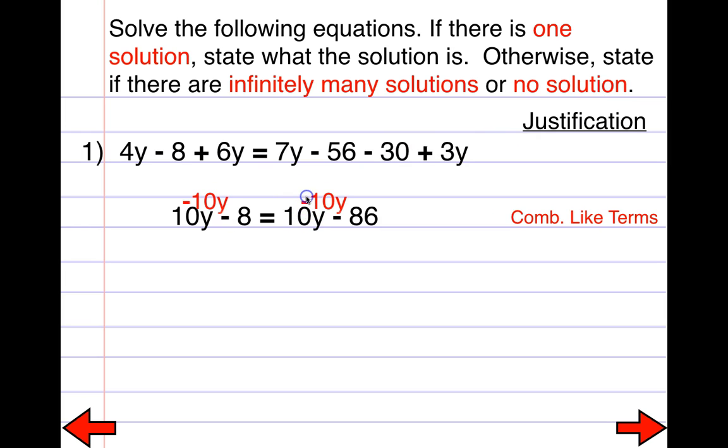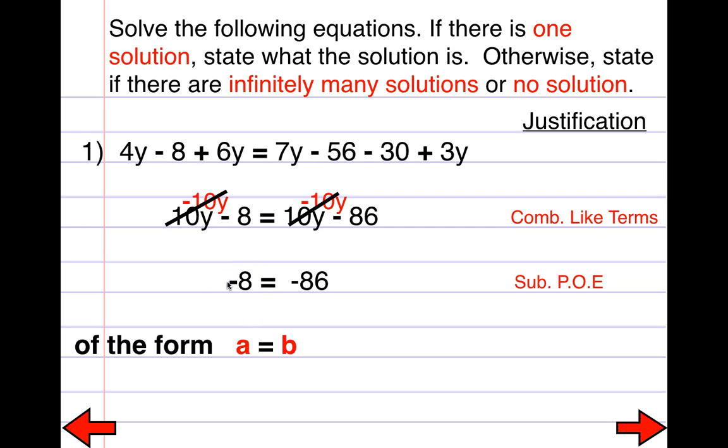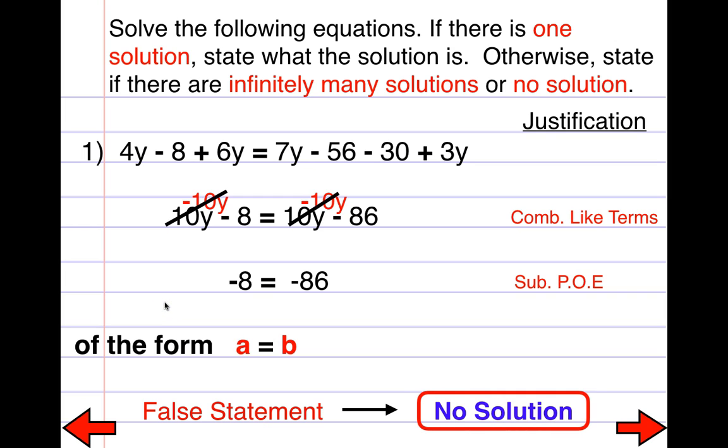Here I'm going to subtract 10y from both sides, leaving me with negative 8 equals negative 86. I did that by using the subtraction property of equality. Why, you might ask? Because I subtracted 10y from both sides. Now at this point, I can see clearly that it's in the form of a equals b, which means that I have a false statement. So my final answer, what I would write down in my homework and circle as the answer, is I would say there is no solution. So what does that mean?